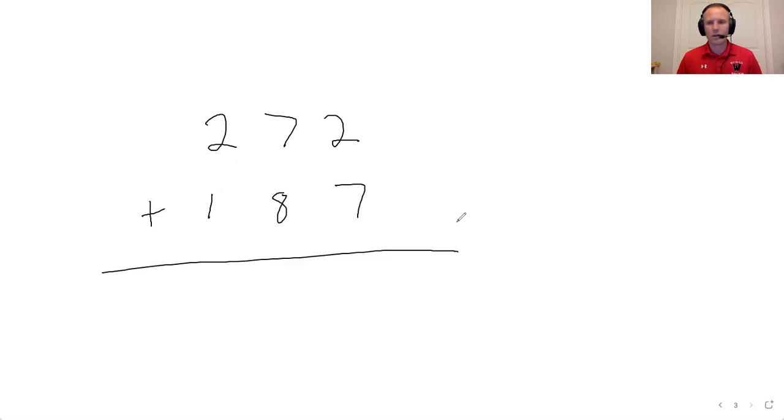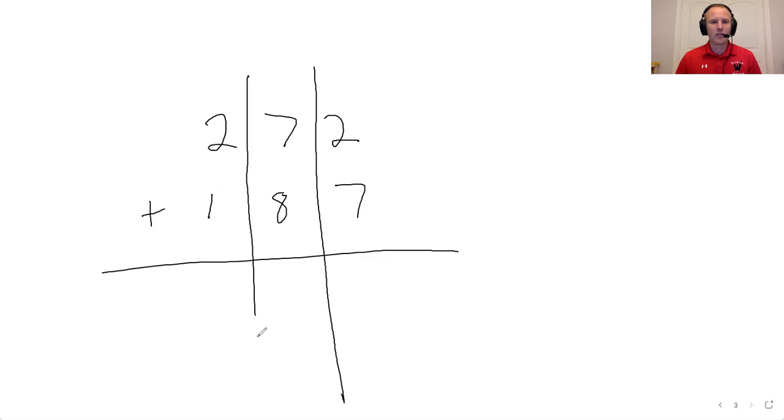So I might have the number 272 plus 187. Trying to make sure that I only have you regroup once here. Notice that all of these problems I'm only having to regroup one time. We'll save the 2 regroupings for our next lesson, in lesson 16.